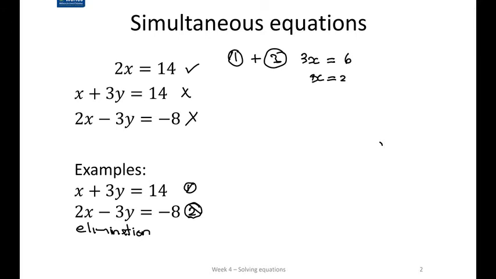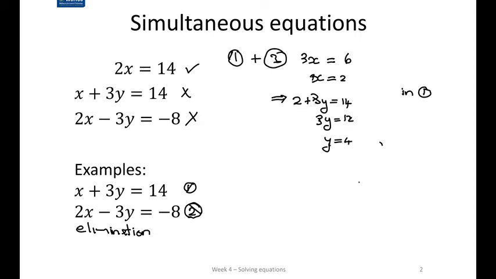Once we've got that x is equal to 2, then we can find, by substituting it into either of the equations, it doesn't matter, maybe into number 1. So then we've got 2 plus 3y equals 14. So 3y equals 12. So y is equal to 4.